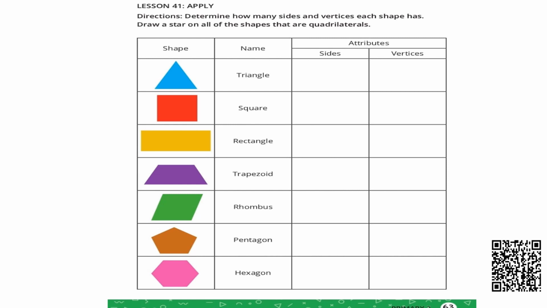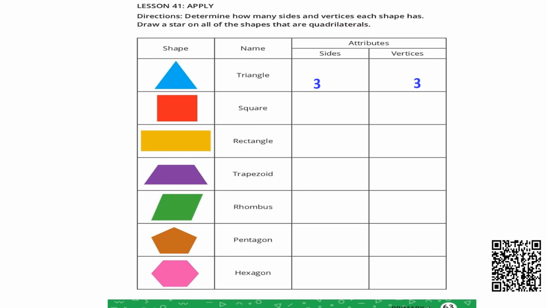Here, determine how many sides and vertices each shape has. Draw a star on all of the shapes that are quadrilaterals. Let's start with the first shape, triangle. How many sides do you have? 3 sides, 3 vertices.